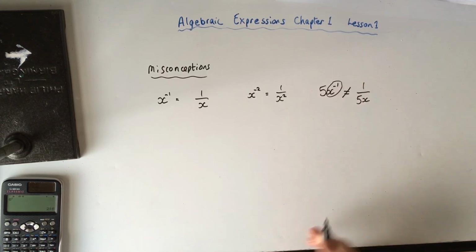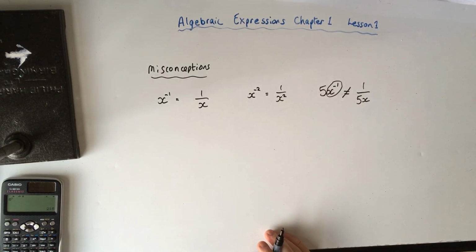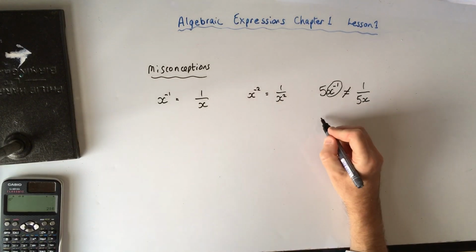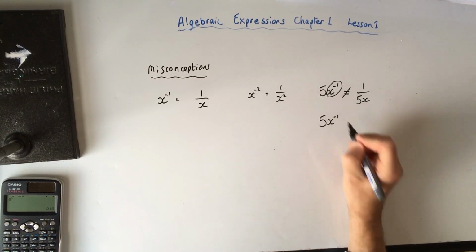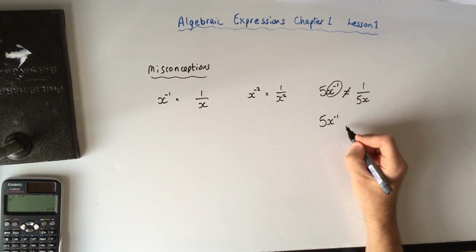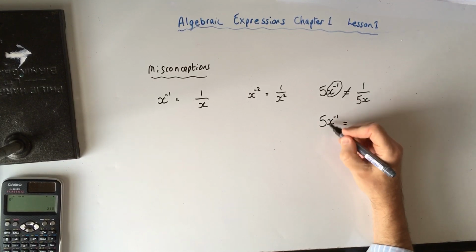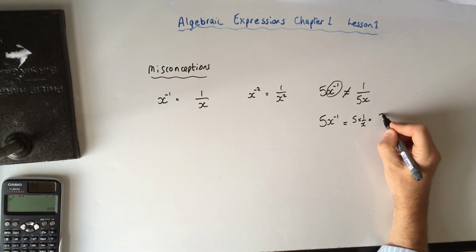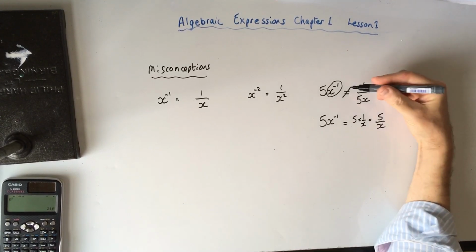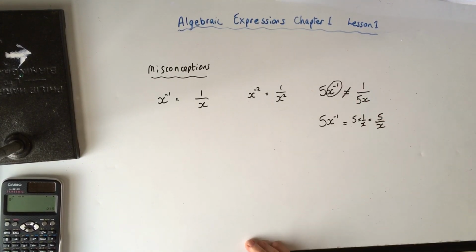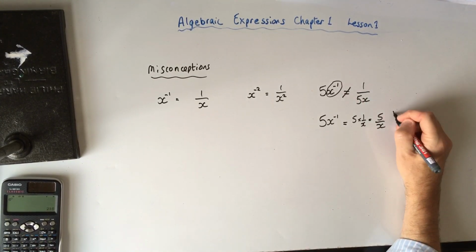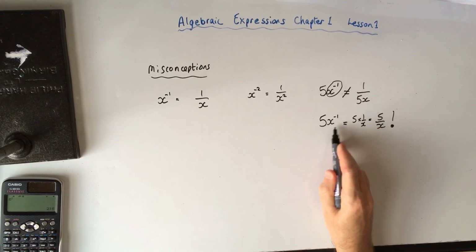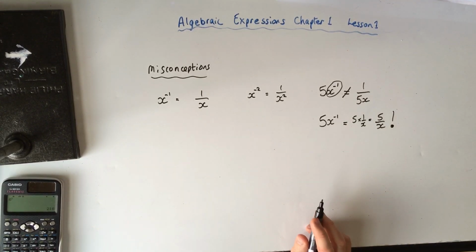It's only this x that is to the power of minus 1. So 5x to the minus 1 can be written like that, or the x to the minus 1 is 1 over x. So it's 5 times 1 over x. In other words, it's 5 over x. So it's only the x that moves down. Okay, so just be careful with that. Okay, so don't move the number down as well.